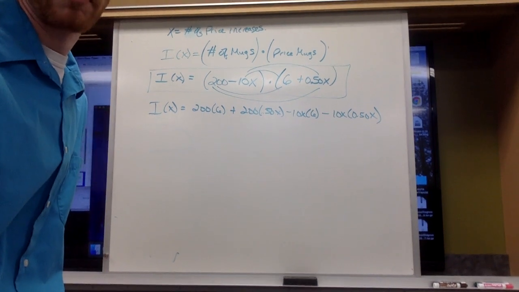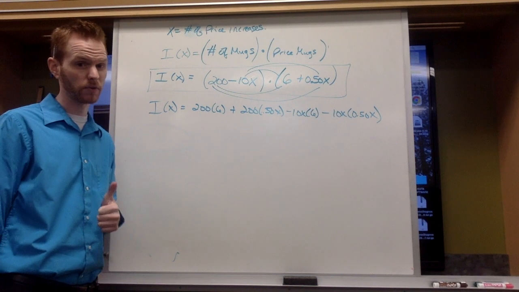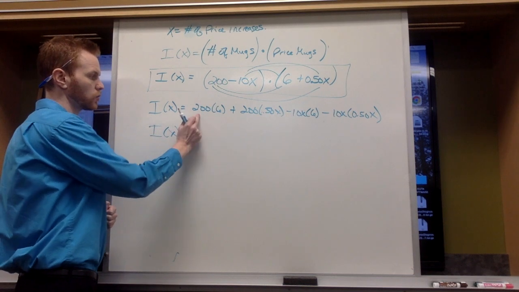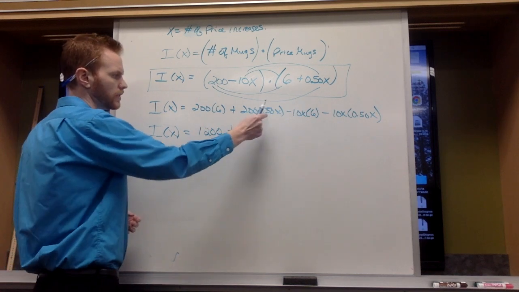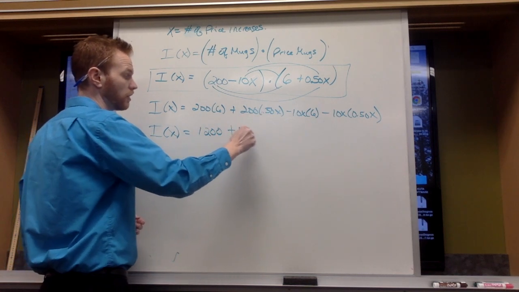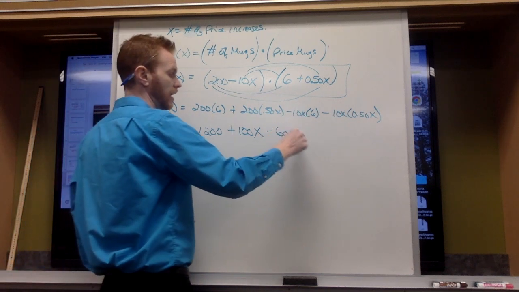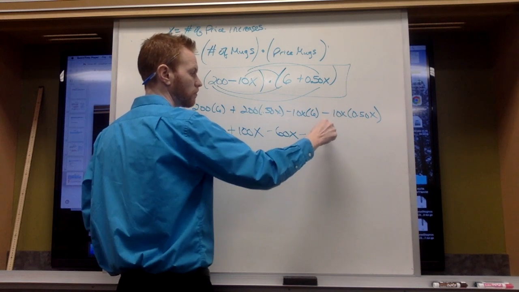Let me just get rid of the PowerPoint here. Yeah, okay, you can't see everything. All right, everything so far so good. Let's simplify a little bit. 200 times 6 is 1,200, plus half of 200 is 100, don't forget the x, minus 60x, minus, what would that be? 5x squared, half of 10.